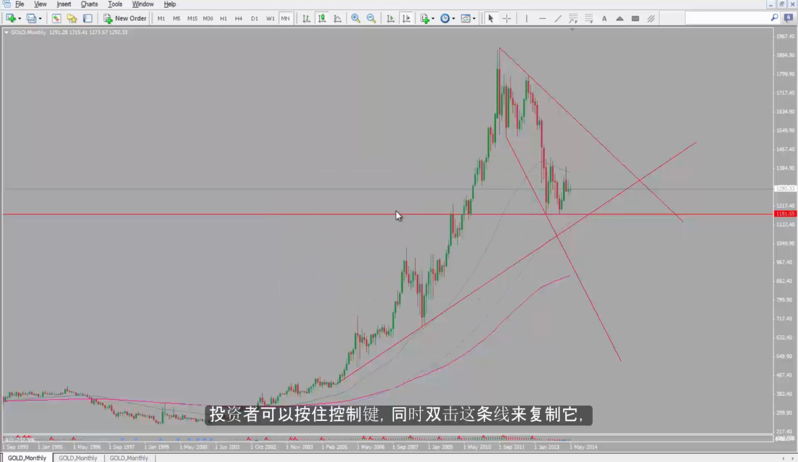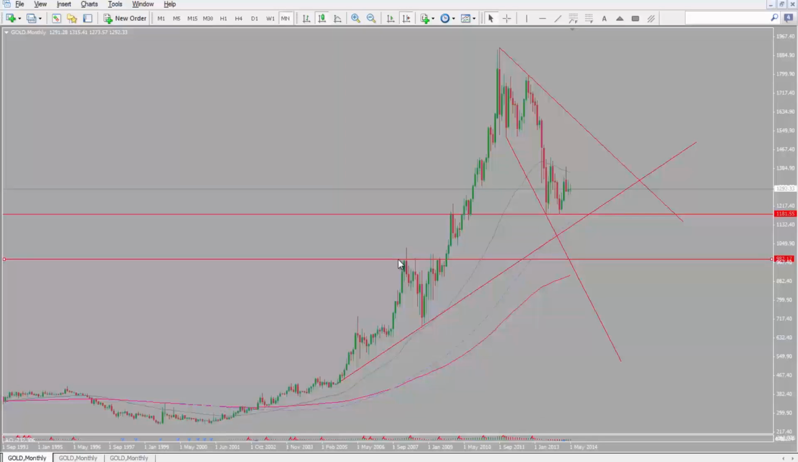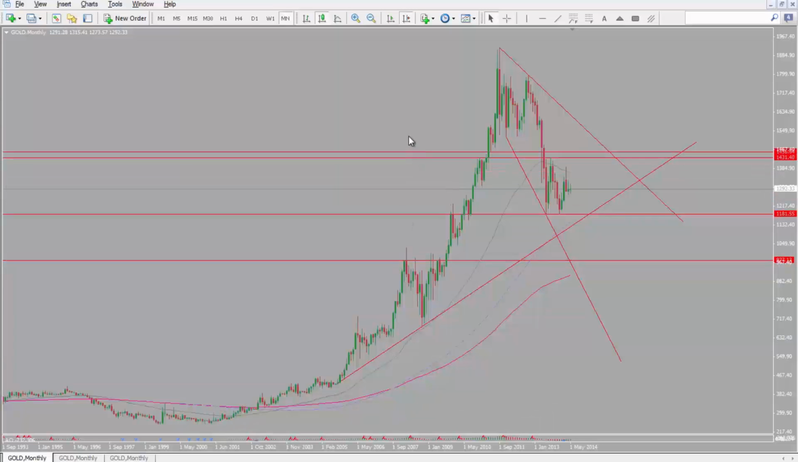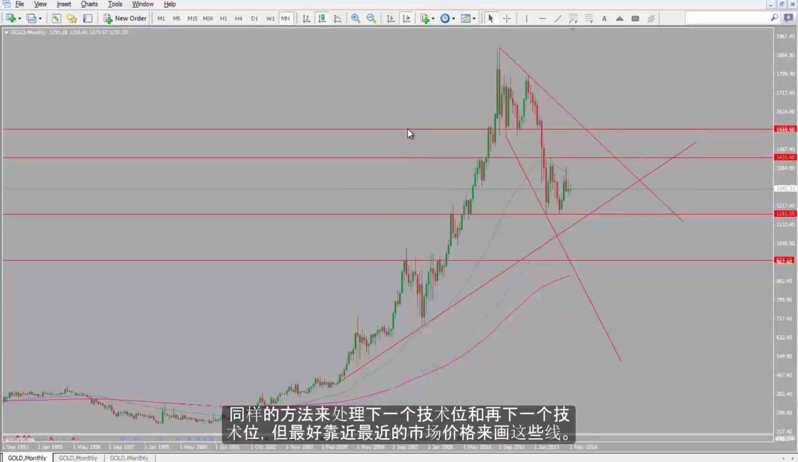A trader can hold the control button of their keyboard while double-clicking on the level to duplicate the level. The duplicated level can be relocated onto another price fluctuation. Next level and next level, however, it is better to draw those levels that are closer to the latest market price.